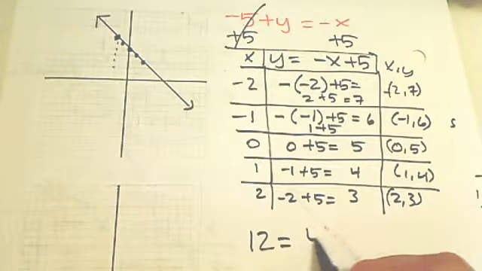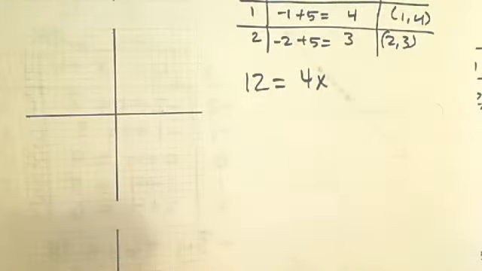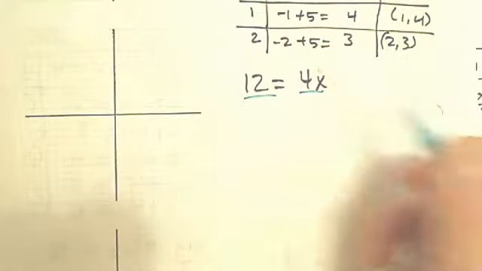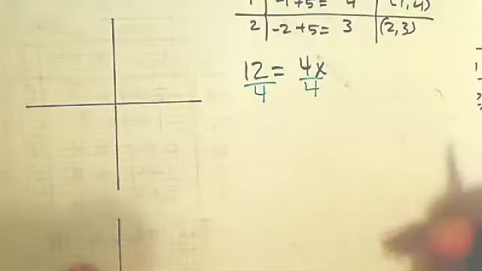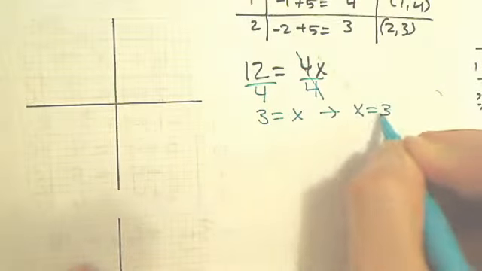12 equals 4x. Now, at first it looks like there's no solution, or that it's not a line. But actually, it is. Why 0? Well, we've got to fix it first. So solve. Divide by 4. So that cancels out. So 3 equals x, or x equals 3.